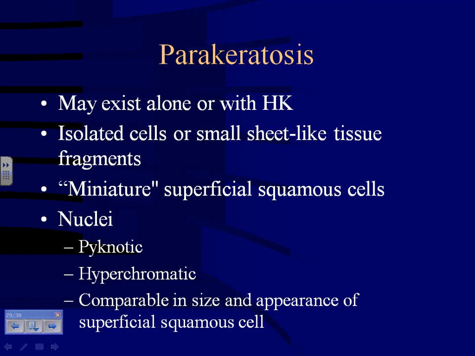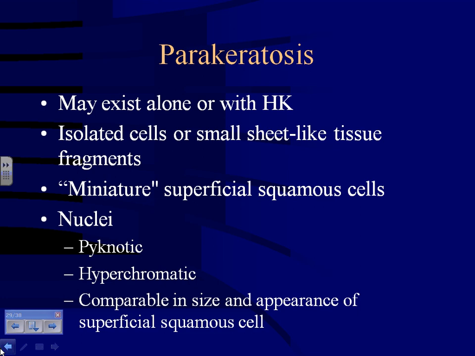Again, as we mentioned earlier, it can exist by itself or in association with hyperkeratosis. These tend to be isolated cells that are quite small. They can also occur in small sheet-like, almost like little mini biopsy tissue fragments, depending on how the smear was obtained. But basically, they're miniaturized superficial squamous cells. So they're small, they tend to be round, with much less cytoplasm than a mature squamous cell, but it's very bright orange. So they tend to be brightly eosinophilic.